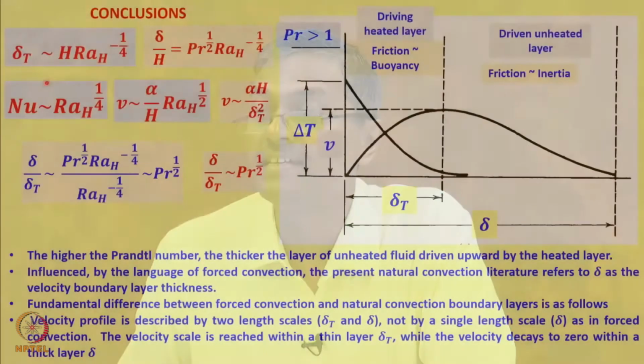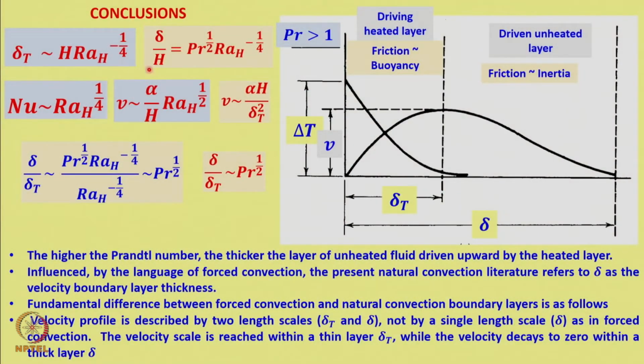Hello everyone. We were just studying the scale analysis for the low Prandtl number and the high Prandtl number, and we derived it for high Prandtl number. If you take the slides from the high Prandtl number, we had taken delta t as h Ra_H to the power of minus 1 by 4, and Nusselt number as Ra_H to the power of 1 by 4.